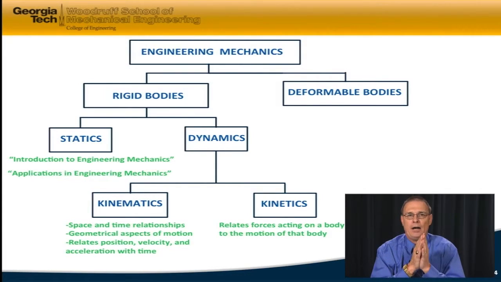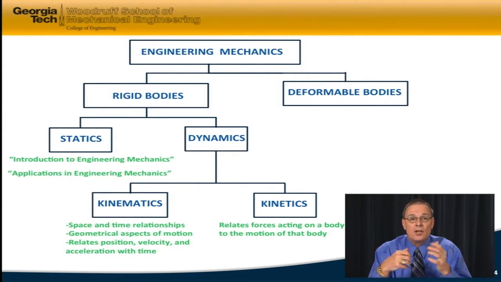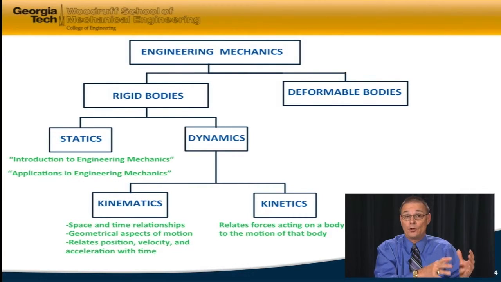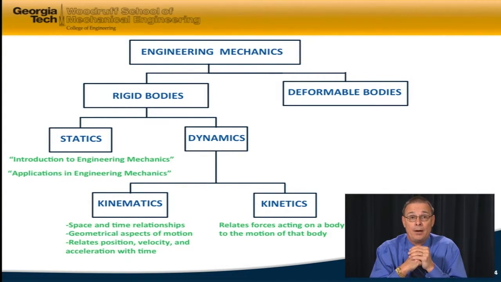We're looking at rigid bodies. This was the case in the 2 earlier courses I taught, which were on statics. And now we're going to look at bodies in motion or dynamics. And we break dynamics into 2 major categories as well. Kinematics, where we study the geometrical aspects of the motion or the space-time relationships. We look at things like position, velocity, acceleration, and time. And then once we are able to describe the motion geometrically, we look at the kinetics, which relates the forces acting on a body to the actual motion of that body.